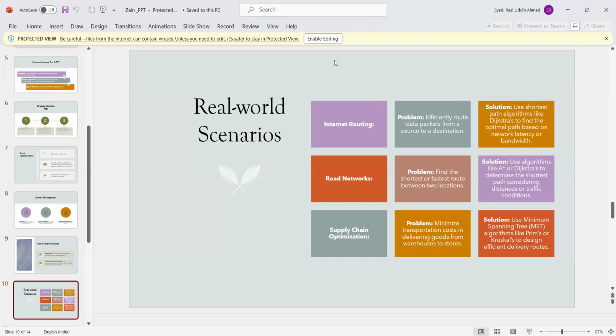Supply chain optimization. The problem: reduce transportation cost for delivering goods. Solution: use MST algorithms like Prim's or Kruskal's to design cost-effective delivery routes.